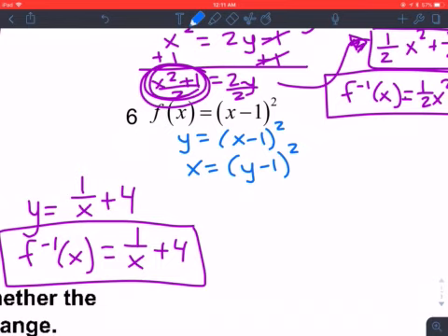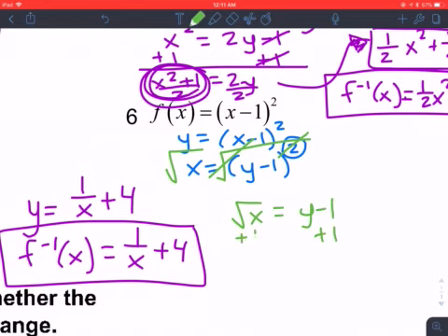So since that minus 1 is in parentheses, it's the last thing I'm going to get rid of. I want to get rid of the squaring. So the inverse of squaring is square root. Whatever I do to one side, I need to do the other side. Square root and square cancel. So we've got the square root of x is equal to y minus 1. And now we can add the 1 to both sides.